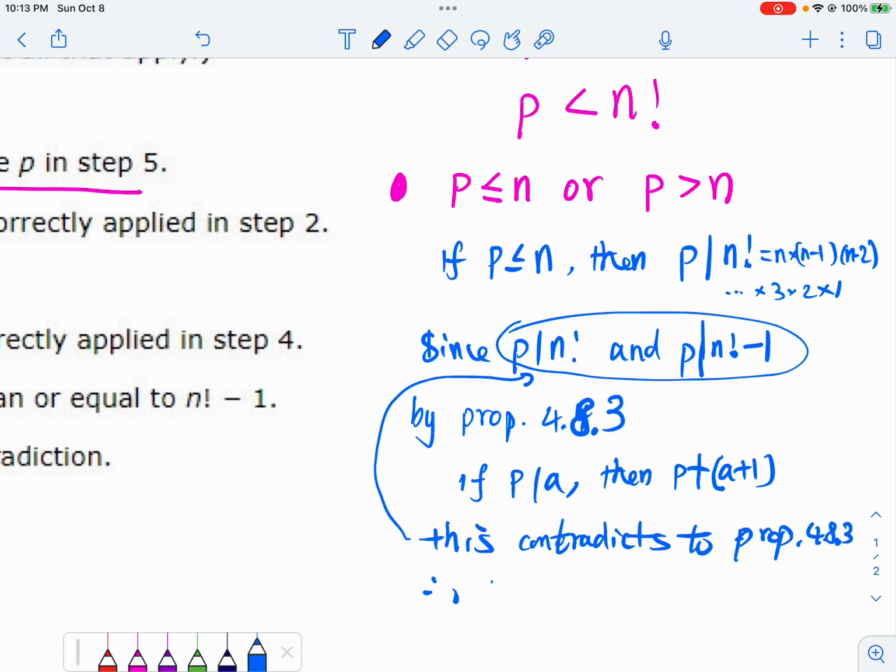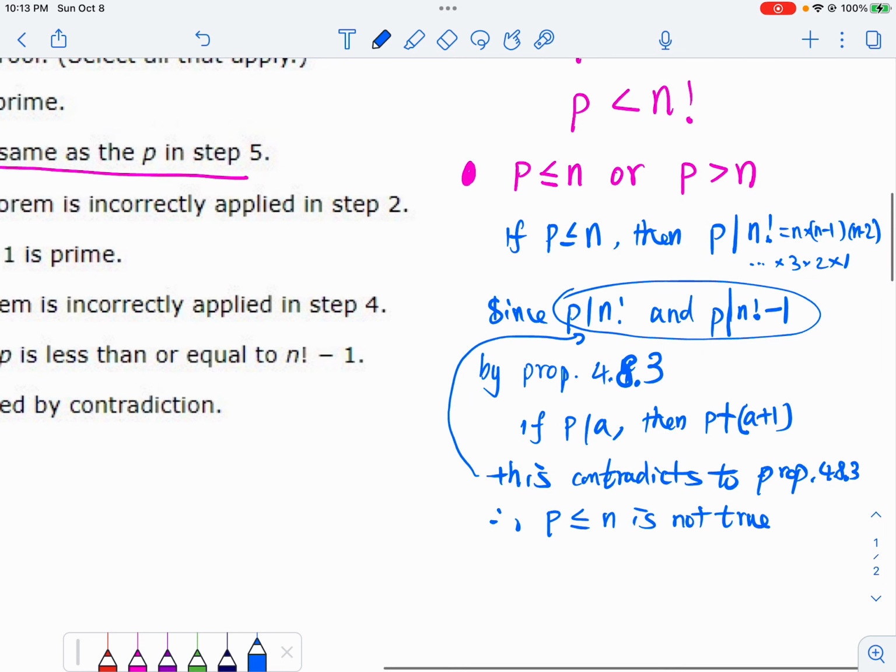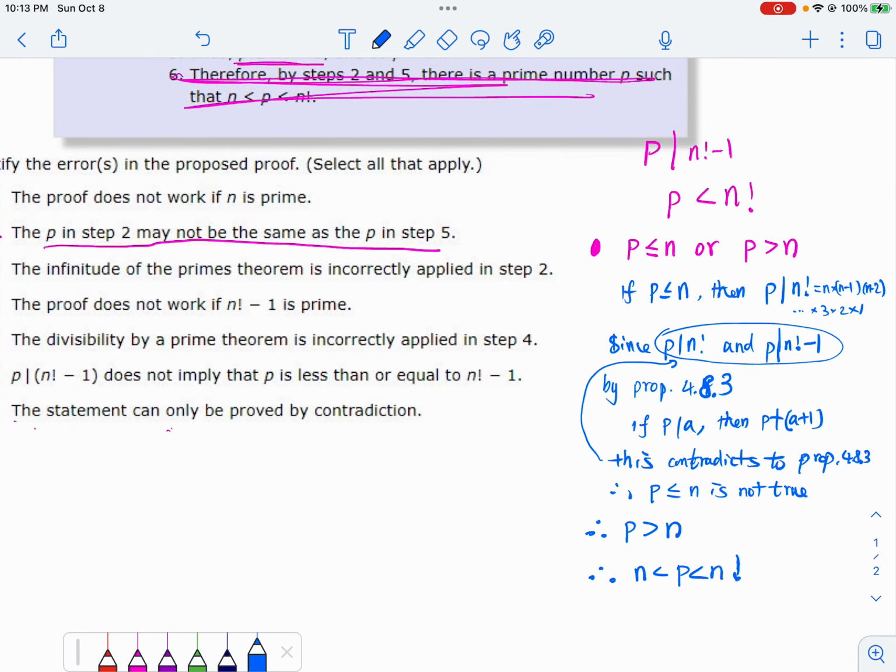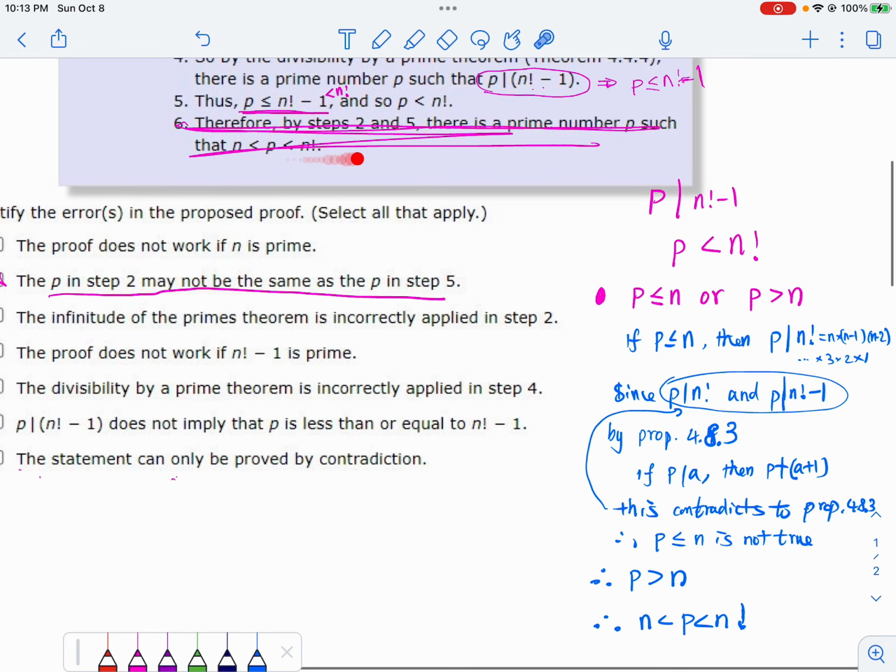So therefore p less than or equal to n is not true. Therefore p has to be greater than n. So now p is greater than n. Do you see that we already established this result plus this result? So therefore p is less than n factorial and greater than n. That will be the little extra to finish a correct proof.